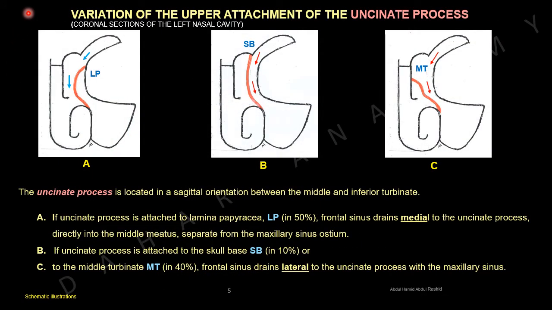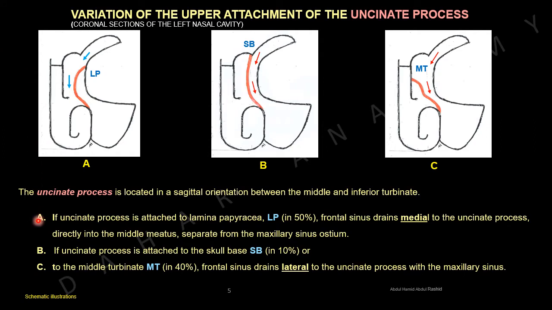Variations of the upper attachment of the uncinate process. We have 3 diagrams here. All are coronal sections of the left nasal cavity together with the left frontal sinus and left maxillary sinus. This is the inferior turbinate and this is the middle turbinate. In all cases, as we know, uncinate processes are attached from the inferior turbinate inferiorly, but superiorly they have variations.